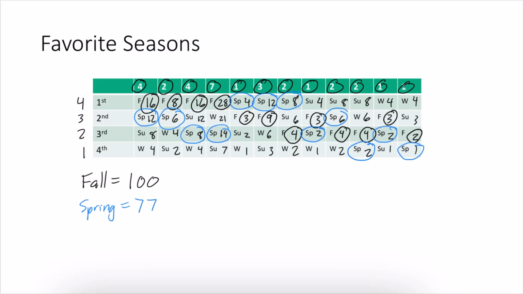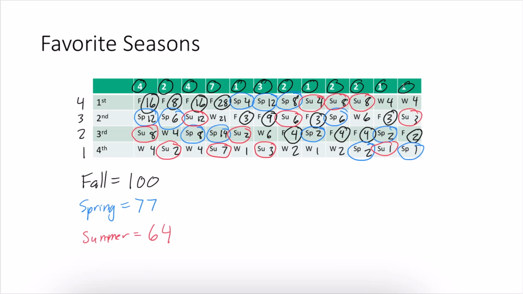And then for summer, we'll have 8 plus 2 plus 12 plus 7 plus 2 plus 3 plus 6 plus 4 plus 8 plus 8 plus 1 plus 3. And when I add all of those up, the weighted count for summer ends up being 64. So that will be the weighted count for summer.